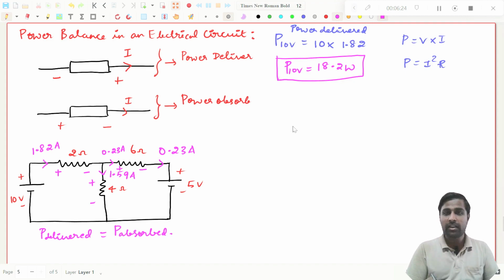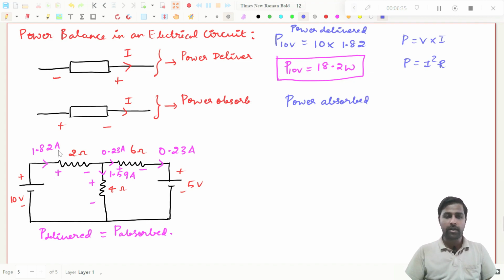Now I will find power absorbed. Power absorbed, there are 4 elements, right? This 2 ohms resistor, 4 ohms resistor, 6 ohms resistor, and 5 volt source. All are power absorbing elements in the network. So first I will take power by the 2 ohms resistor. What is the 2 ohms resistor power? How can we find it?